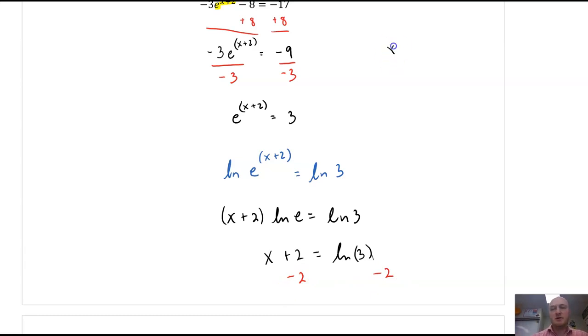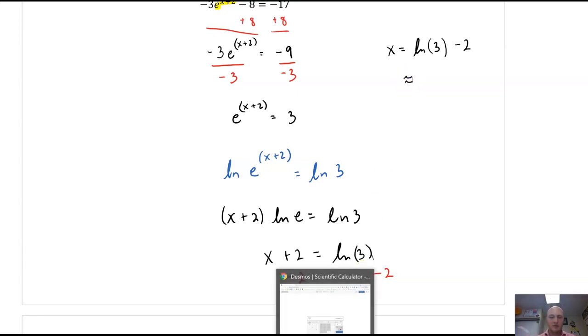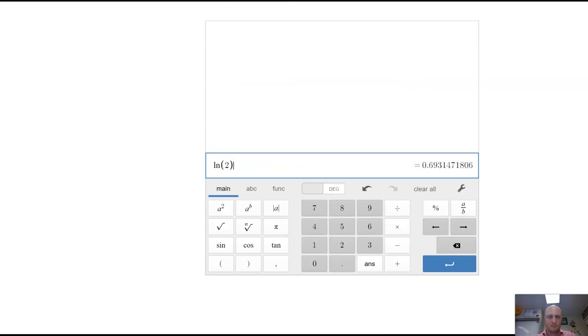So we get our solution here: x is equal to the natural log of 3 minus 2. Do not add that negative 2 into the logarithm. It occurs on the outside. So let's see what this is approximately. Natural log of 3 minus 2 is approximately negative 0.901.